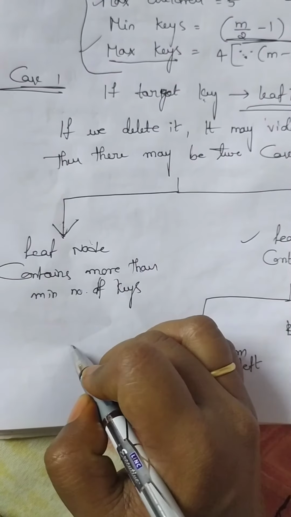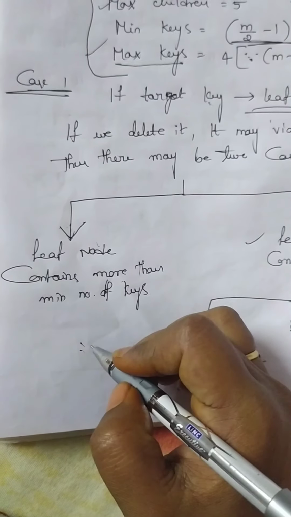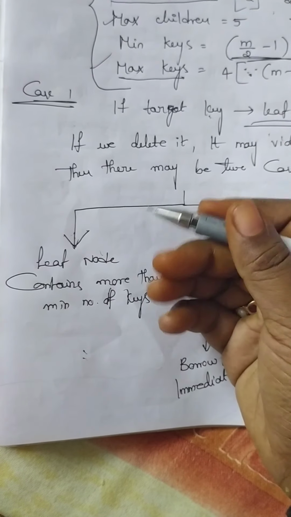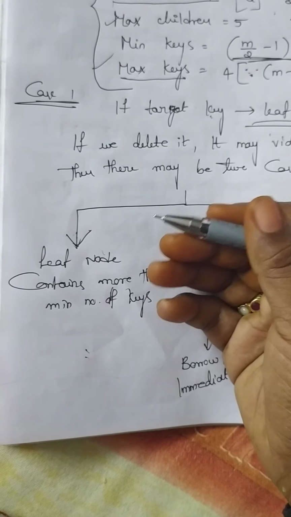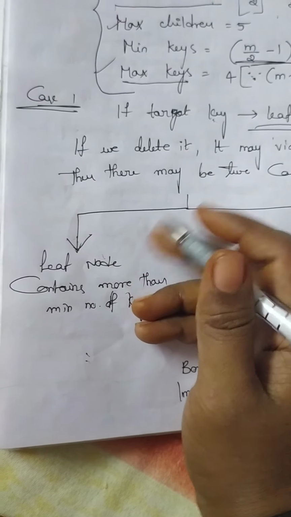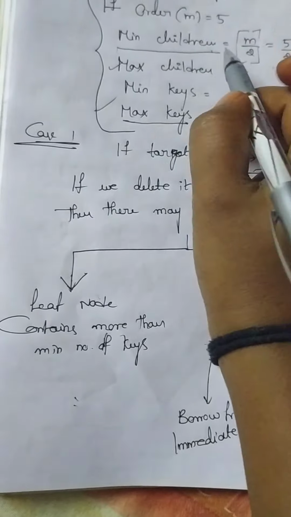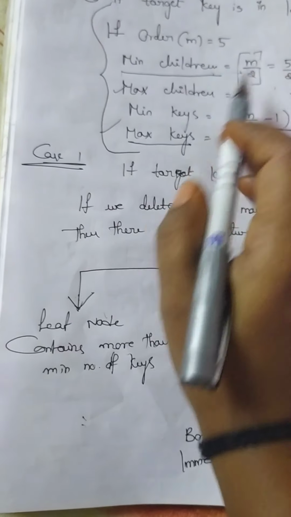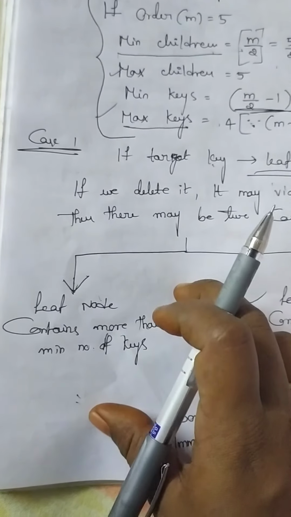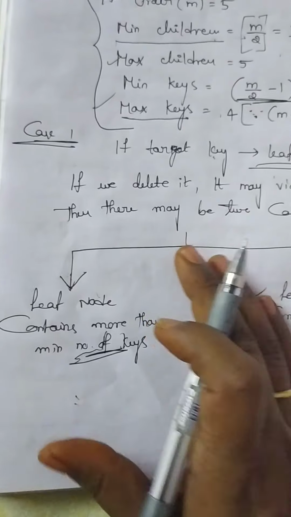Here we already know that a B-tree follows the bottom-up approach in our insertion process. But in every deletion process, whether in B-trees, AVL trees or red-black trees, if the target key is present in the leaf node, we directly delete it from the leaf node. So there is no problem here, but we have to check whether the minimum number of children or maximum number of children are present after the deletion process. If the leaf node contains more than the minimum number of keys, then we are allowed to delete the key.